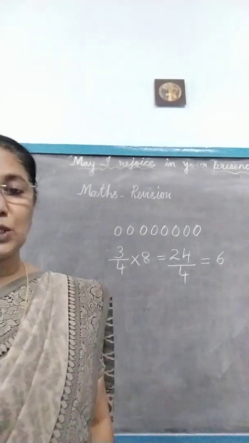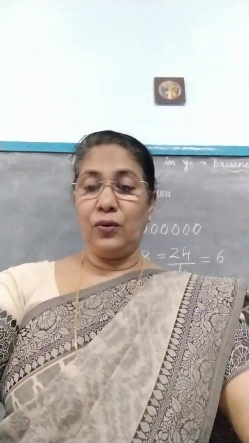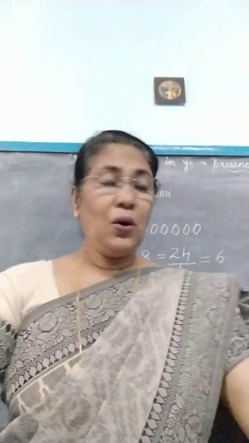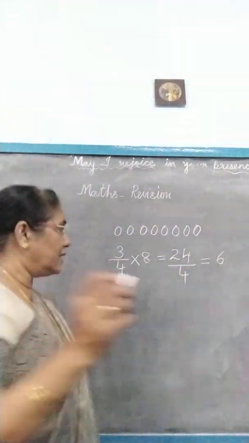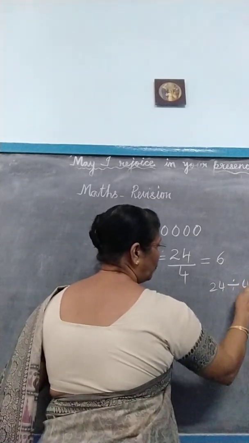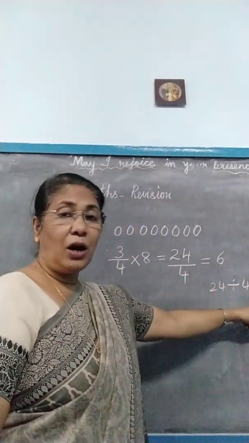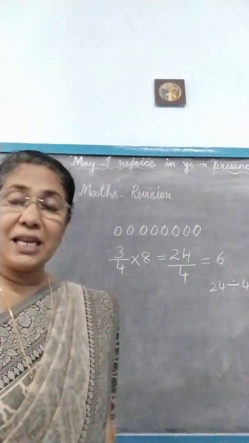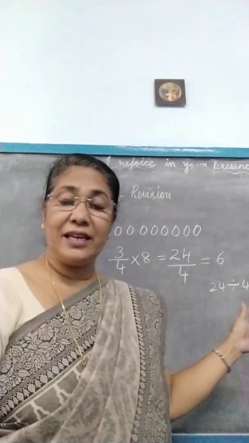Now we'll come to the next one. Let me count the figures: 1, 2, 3, 4, 5, 6, 7, 8, 9, 10, 11, 12. Now you divide this. When you do it like this, you may not understand, so I will write it like this. 24 divided by 4 is equal to 6. So how many 3 by 4s are there in 8? Yes, 6.